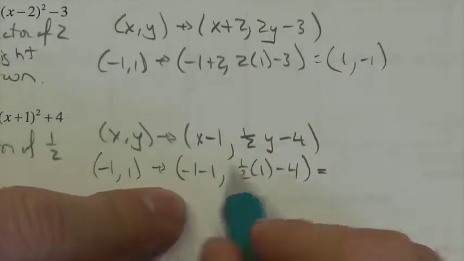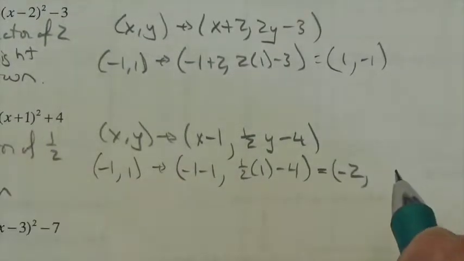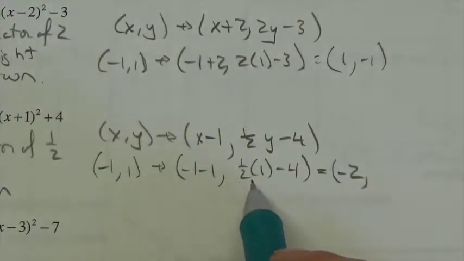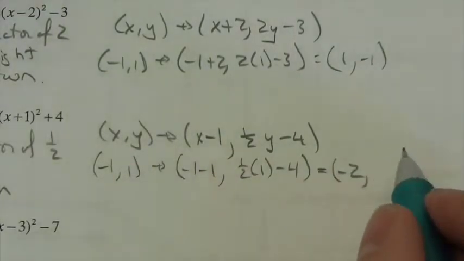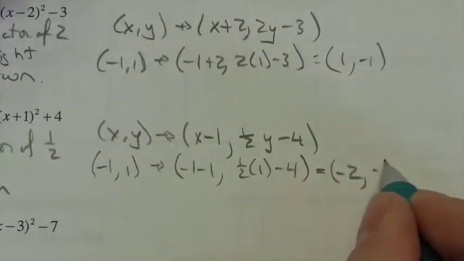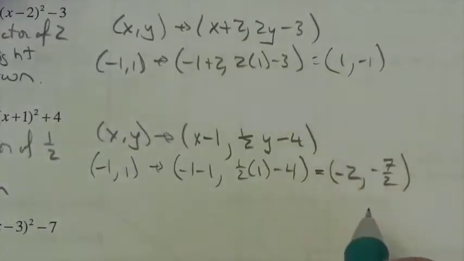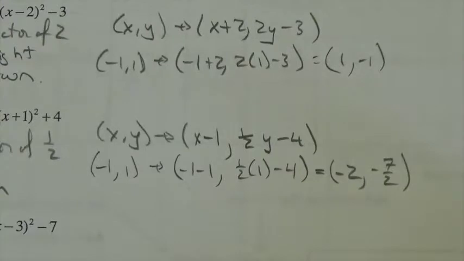So what do we got here? Negative 1 minus 1 is going to be negative 2. Now a half of 1 is just a half. Minus 4 would be negative 3.5 or negative 7 over 2. So there's where our final point ends up. Negative 2 comma negative 7 over 2.